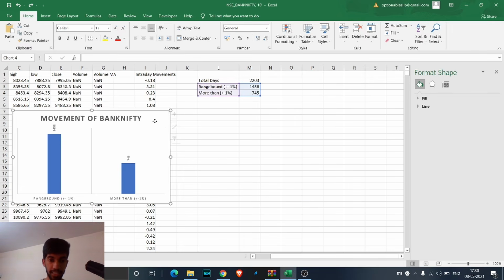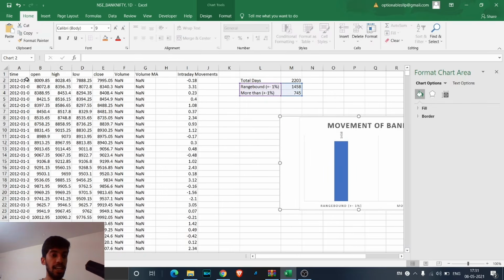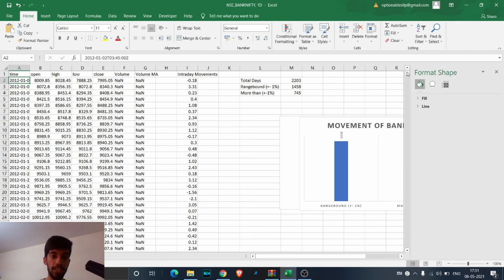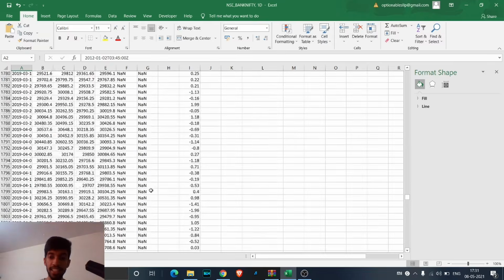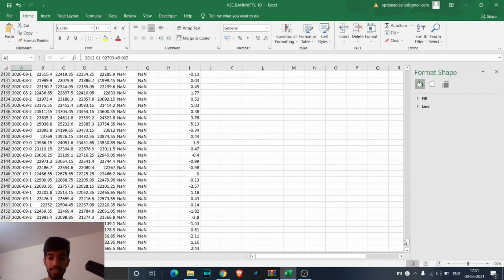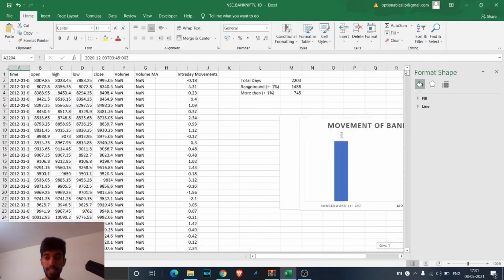We are going to come to these charts later. So this is data of Bank Nifty from 2012. We have the data till December 2020. You can see here we have data from 2012 till December 2020, so we almost have 8 years of data. Here I have calculated intraday movements in terms of percentage. So here it gave us 0.18% negative, that is open to close.